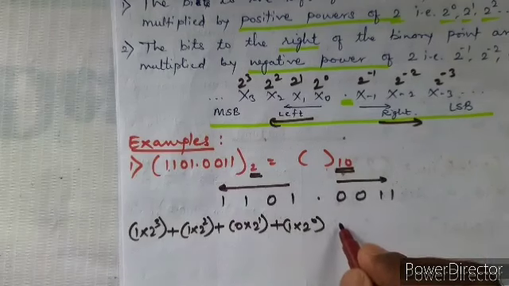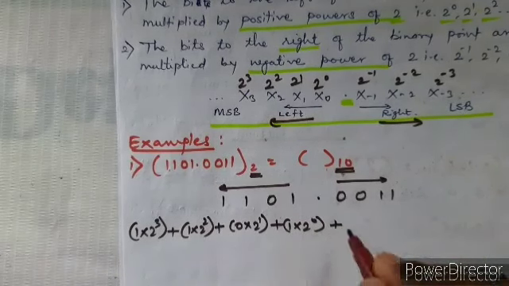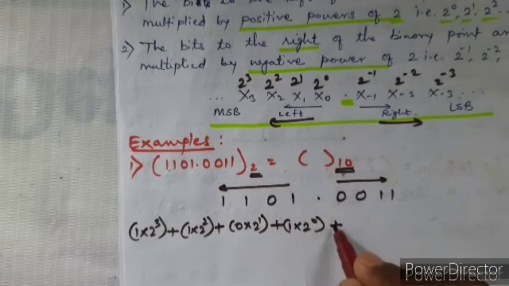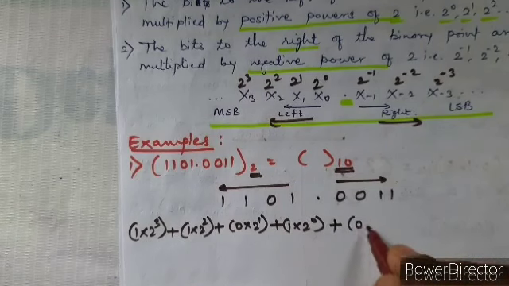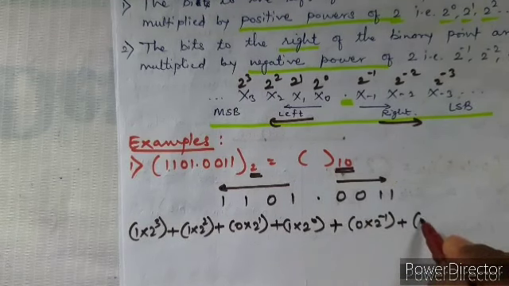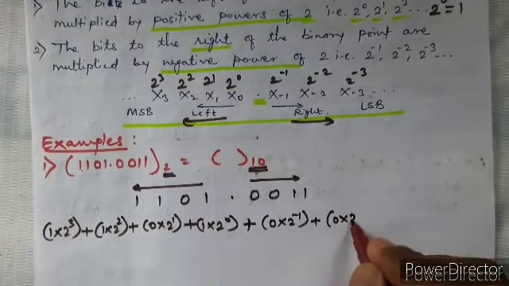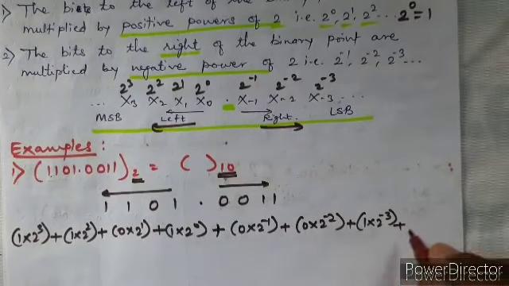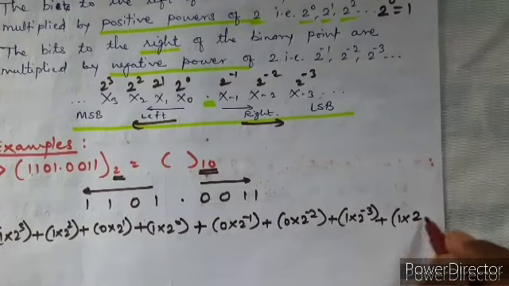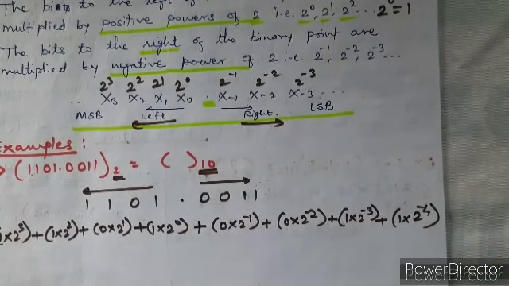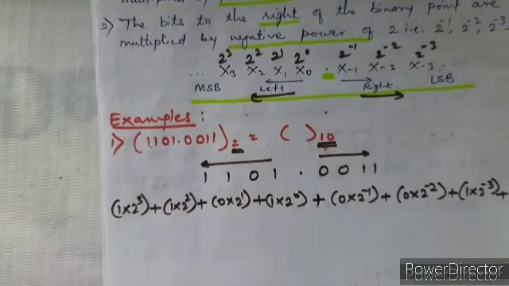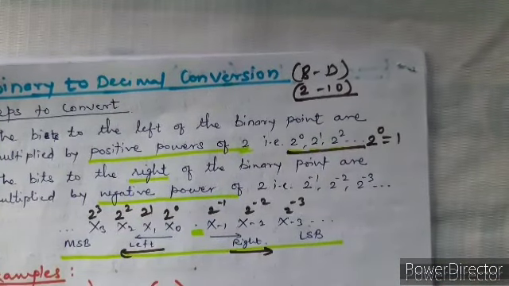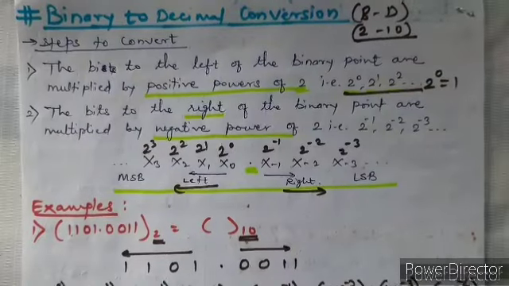Here also we are going to add this, right? Even though we have this decimal point here, still we are going to add this. So it is 0 into 2 raised to minus 1 plus 0 into 2 raised to minus 2 plus 1 into 2 raised to minus 3 plus 1 into 2 raised to minus 4. Now as I already said here, 2 raised to 0, 2 raised to 1, 2 raised to 2, either you have to learn this by heart or you should know that.